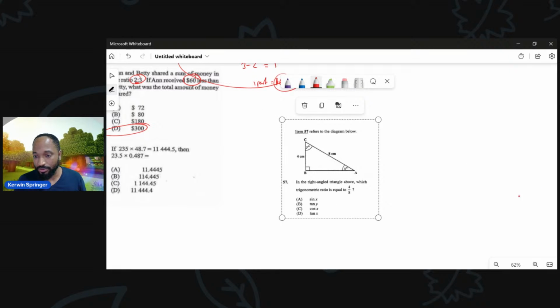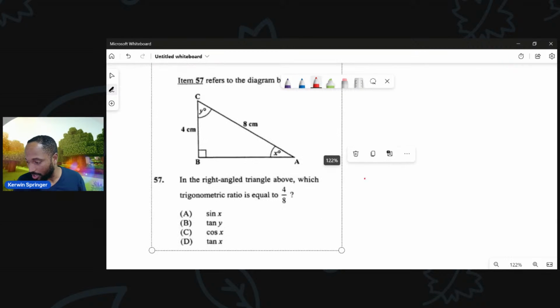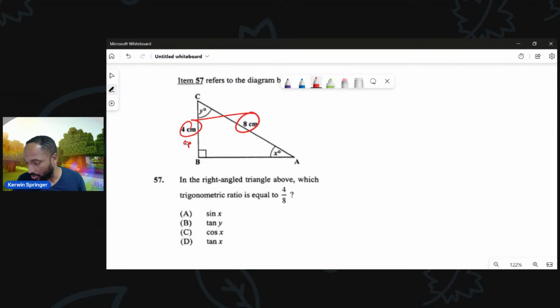What's the answer for this? In the right angle triangle above, which trigonometric ratio is equal to 4 over 8? That is opposite over hypotenuse if I'm dealing with x, which is sine. Sine x. I love to see it. You get the answer one time.